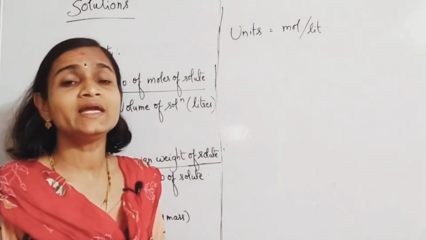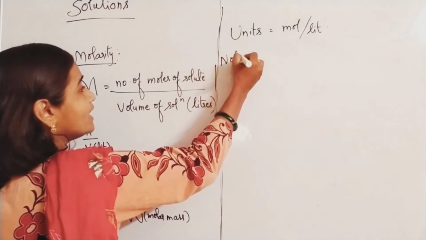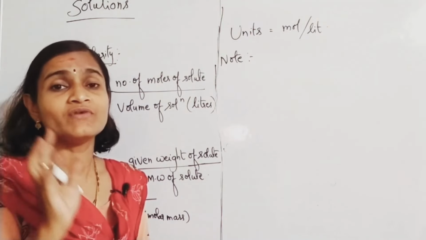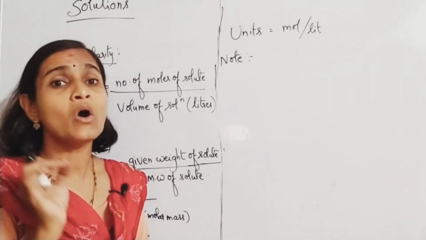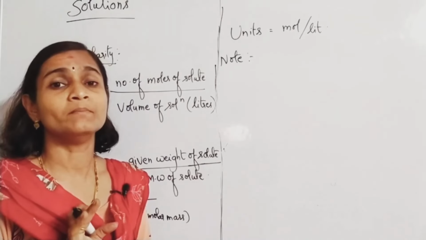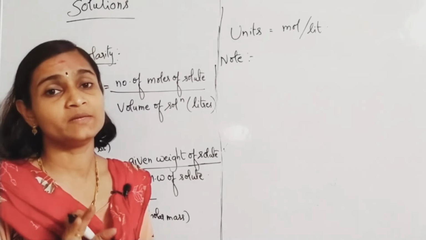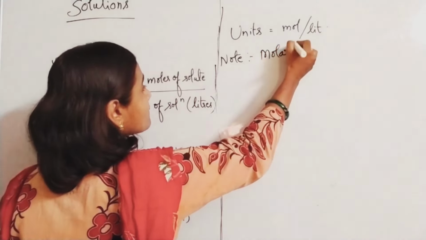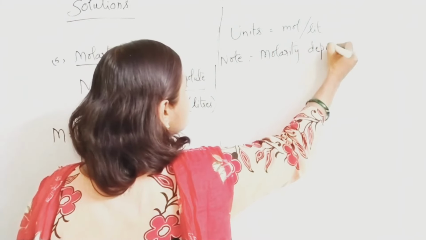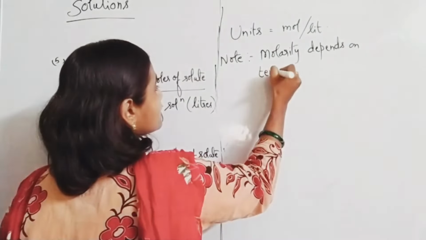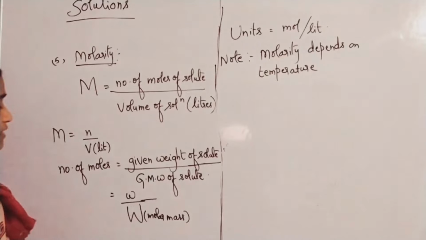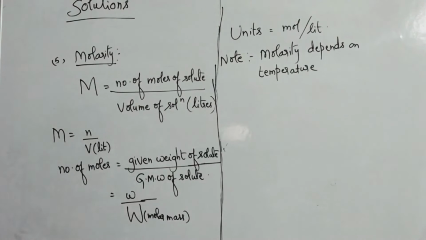And molarity is completely temperature dependent. Note. Okay, if you are finding volume in any formula, then that concentration term always will be dependent on temperature. Okay, now please remember that point. So molarity is what? Temperature dependent. Molarity depends on temperature. This is the formula for what? Molarity. Number of moles by volume of solution in liters.